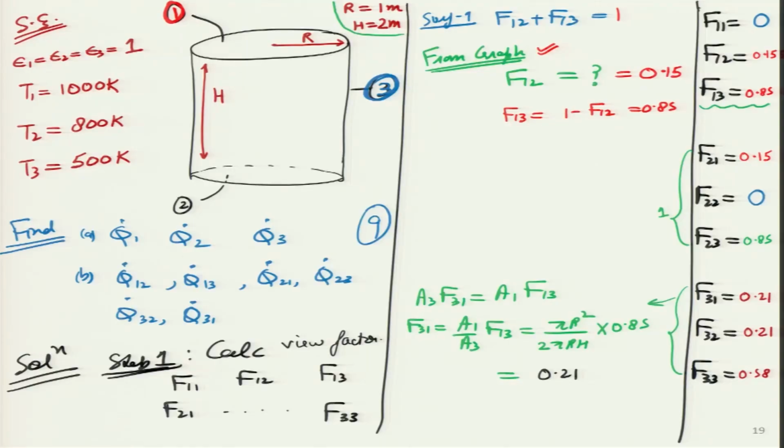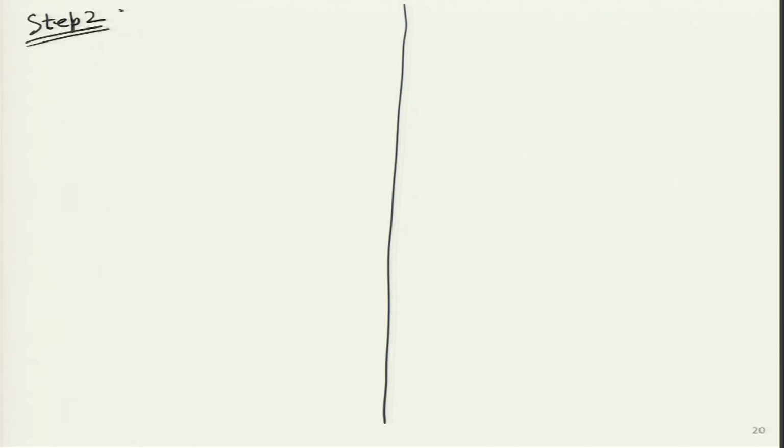Now, let us go to step number 2, where we are going to find all these 9 q dots, and the final answer will be very interesting. That is what I am promising to the students. It will be very interesting how we will draw in diagram form over here what the values of q dots are. So, let us calculate the values of q dot.